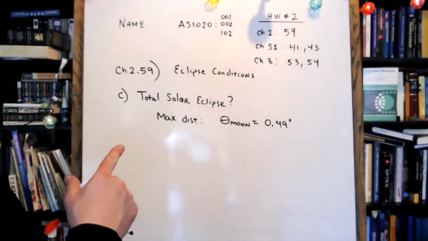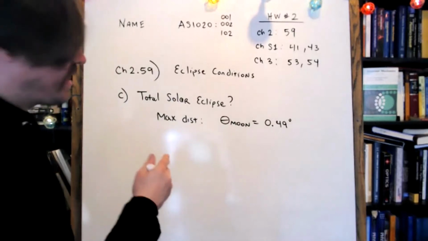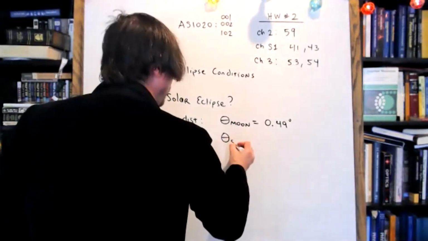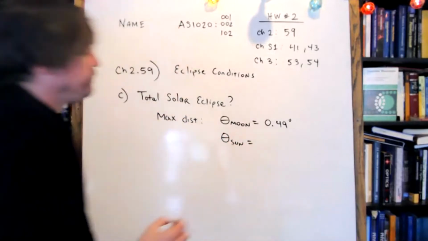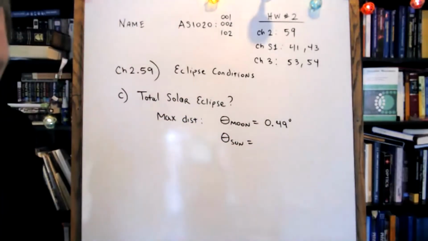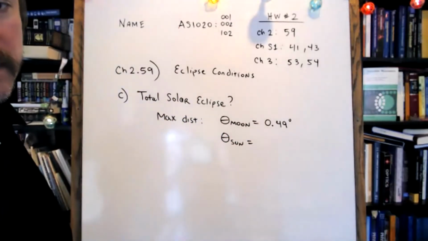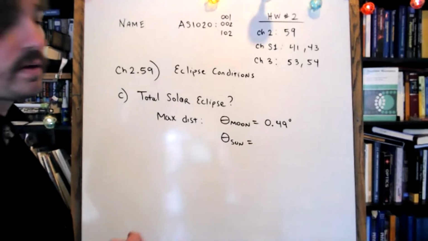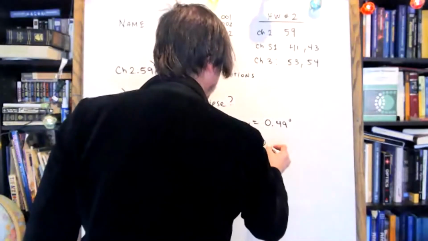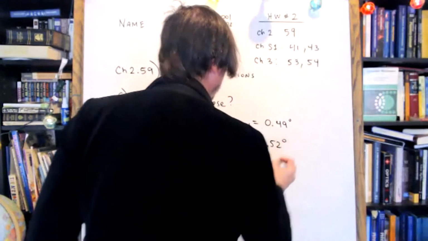Let's now try, Nick, the angular size of the sun at maximum distance. 2 sig figs. At 2 significant figures. Yeah, 0.52 degrees, right? Yeah. Okay.